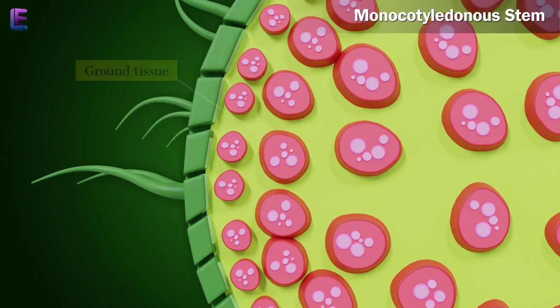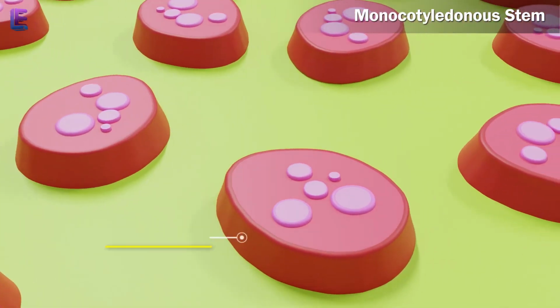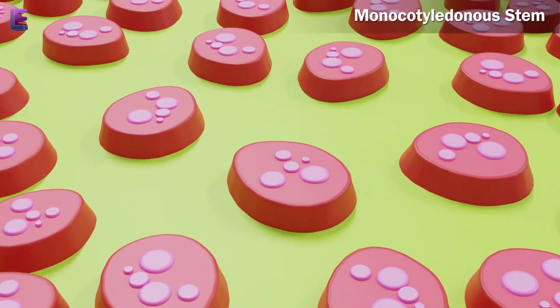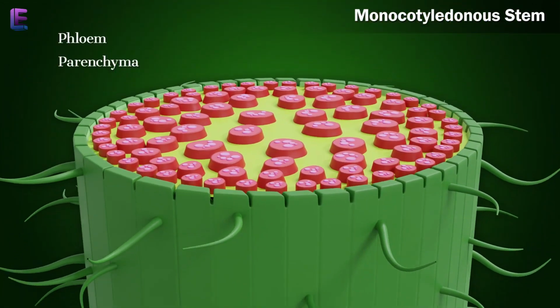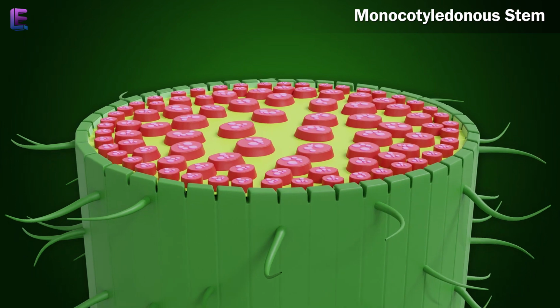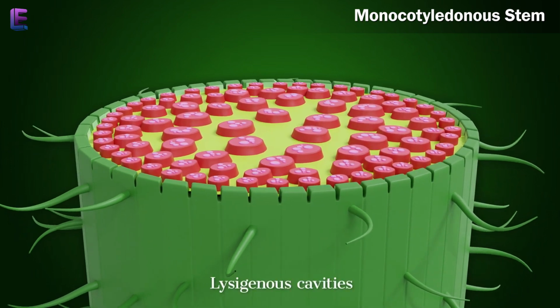The vascular bundles are surrounded by a sclerenchymatous bundle sheath. Vascular bundles are conjoint and closed, but there is no phloem parenchyma. Water-containing cavities are present within the vascular bundles.